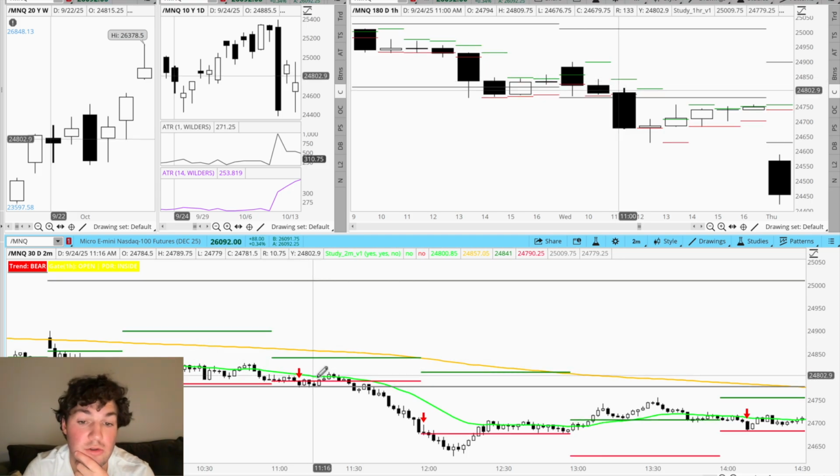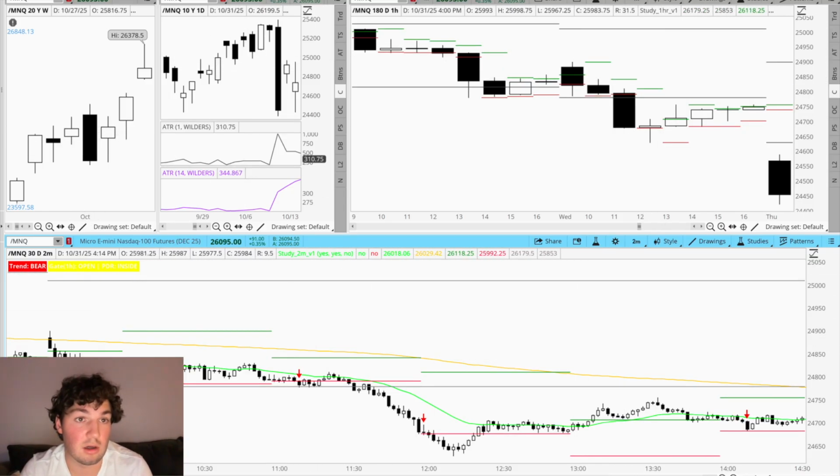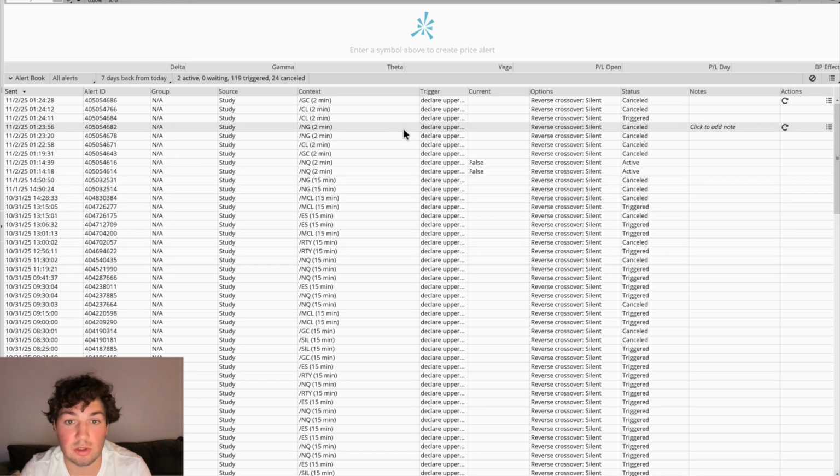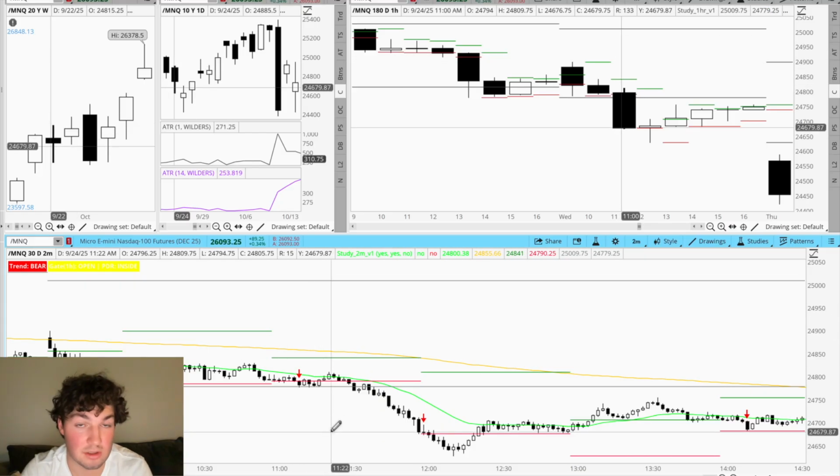And these red arrows, I actually wrote a code using ChatGPT to basically give me alerts for when these arrows appear. So whenever one of these arrows appears, we can go into Market Watch, and as you can see, I've got two NQ alerts, because I'm going to be trading NQ instead of ES, because it trends better than ES.